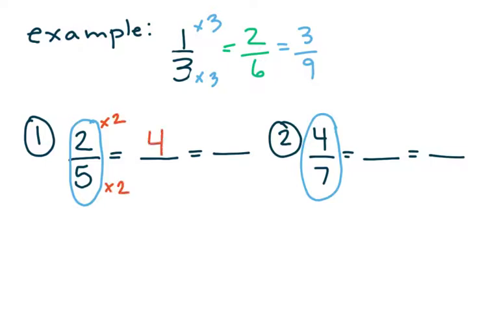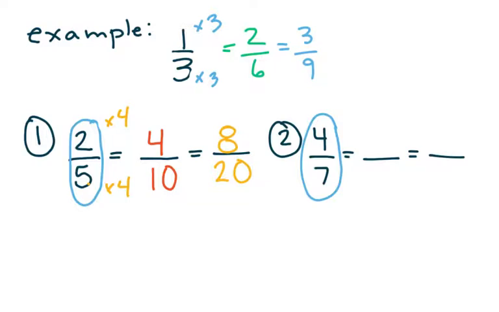I'm going to multiply the top by 2 and the bottom by 2. So 2 times 2 is 4, and 5 times 2 is 10. 4/10 is equivalent to 2/5. Let's take that same 2/5 and multiply it by 4. 2 times 4 is 8, and 5 times 4 is 20. So 8/20 is equivalent or equal to 2/5.